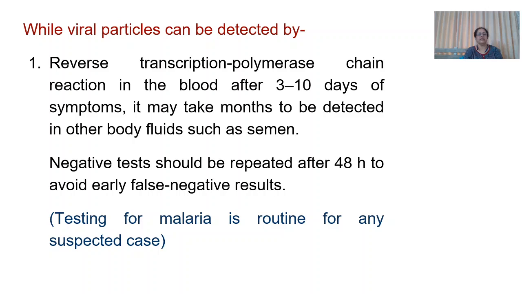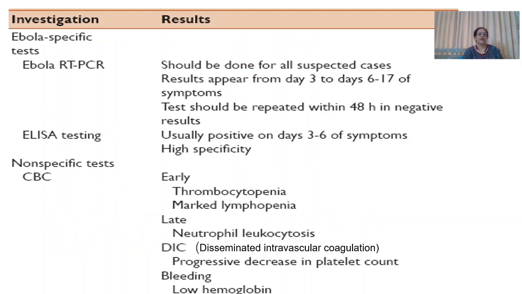During this period, testing for malaria is also routine for any suspected case. Now here you can see one table showing various laboratory methods, investigation methods in case of a laboratory diagnosis of Ebola. Some are Ebola specific tests, some are non-specific tests. So in the Ebola specific test, Ebola RT-PCR as well as ELISA are included.